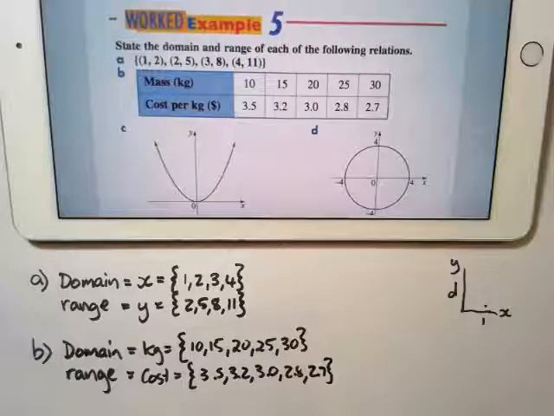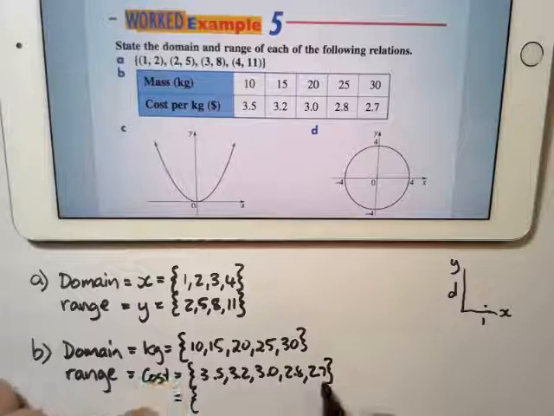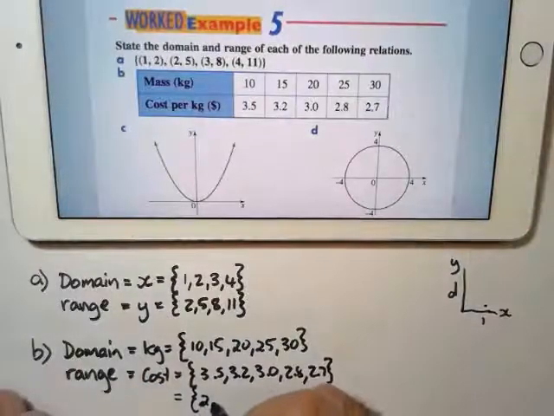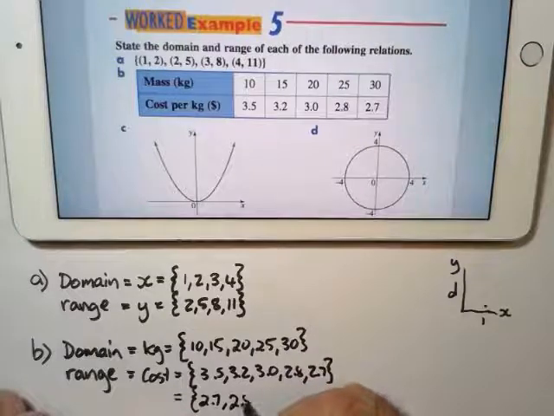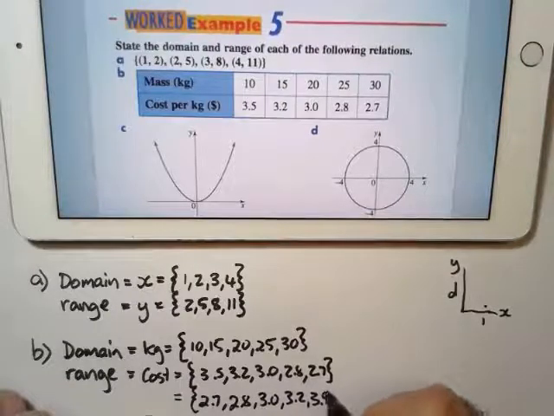The problem here is I always have it from the smallest to the biggest. So if I want to do this 100% correctly, I'll have to change this around. I always have my smallest value first. So this will be 2.7, 2.8, 3.0, 3.2, and 3.5.